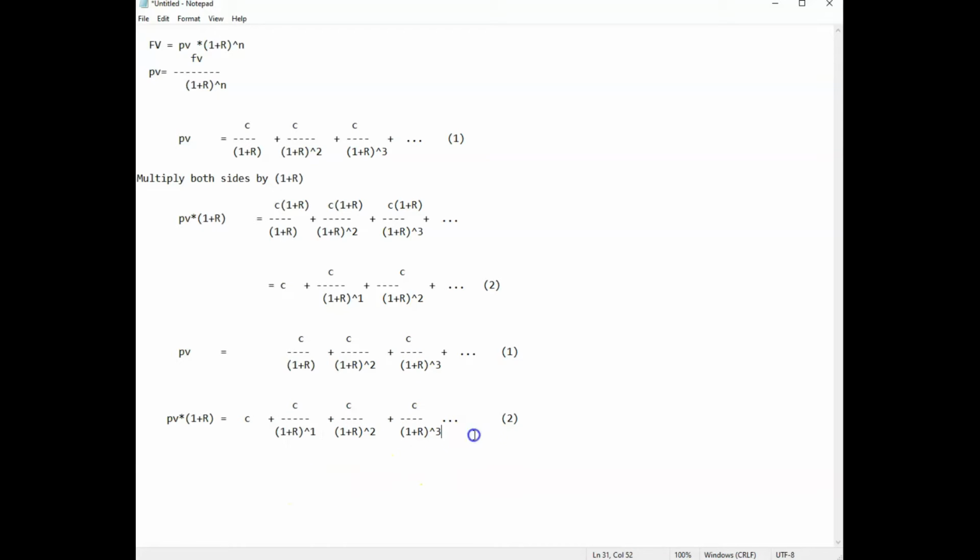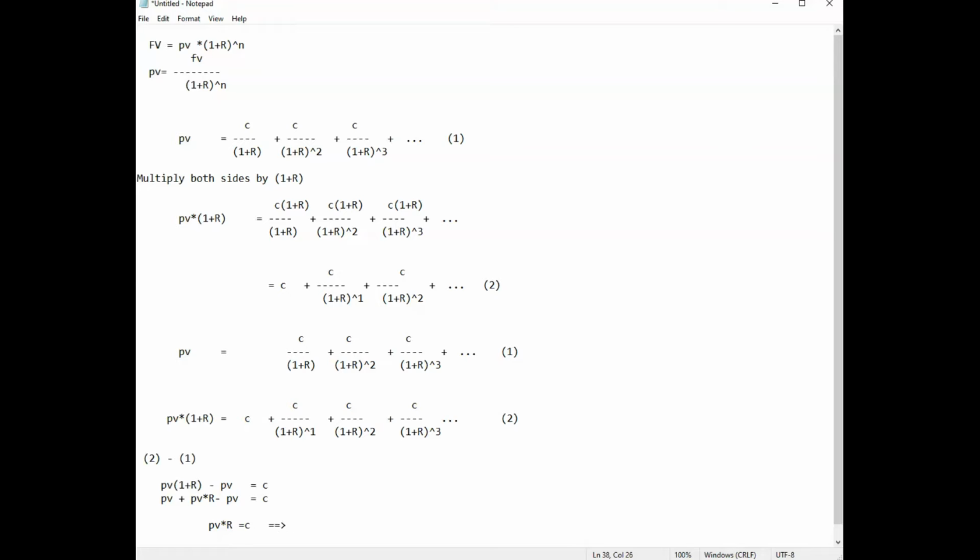So eventually, equation number 2 minus equation number 1, we end up with left-hand side, 1 plus r minus 1 times present value, equals c. Why only c? Because these items were cancelled by these ones. So eventually we have this final result: present value plus present value times r minus present value equals c. Present value cancelled, so we have present value times r equals c.